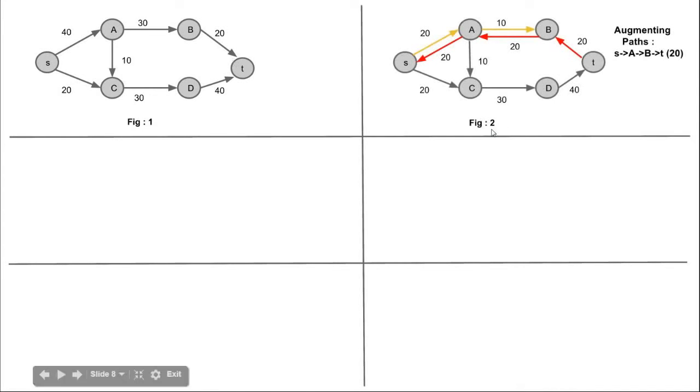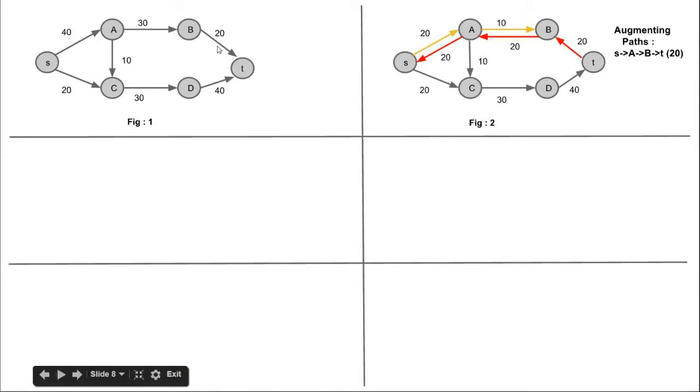Figure 2 shows a residual graph. For example, S to A, we are decrementing 20 from 40, so it remains 20. The residual capacity is 20. And we add a reverse edge from A to S, which is equal to the flow, which is 20.